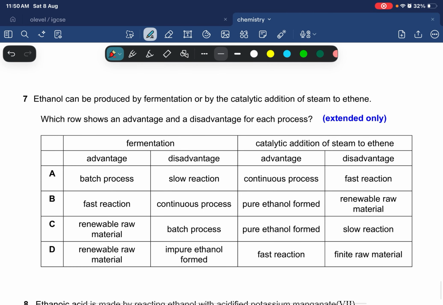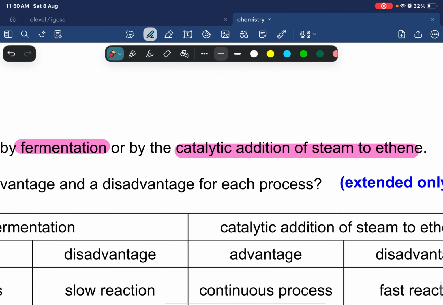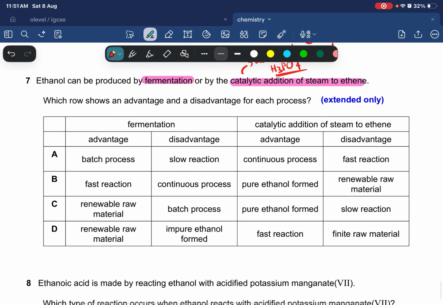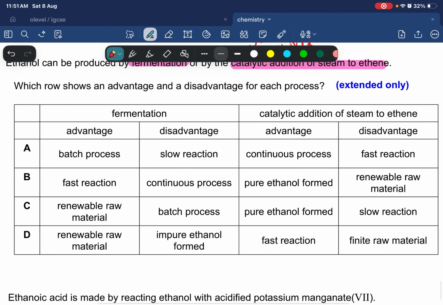Ethanol can be produced by fermentation. Well, that's correct. And by the catalytic addition of steam to ethene. They call it catalytic addition because you basically add a catalyst to it. The name of the catalyst is H3PO4, phosphoric acid. You can take sulfuric acid, or if you don't want to name the acid specifically, just write acid catalyst. That's going to make sense. Which shows the advantages and disadvantages of each process?